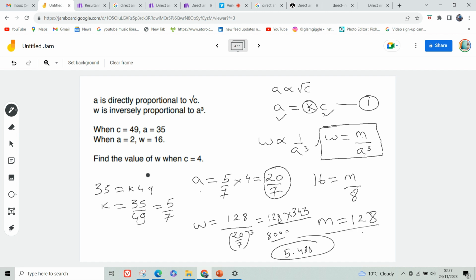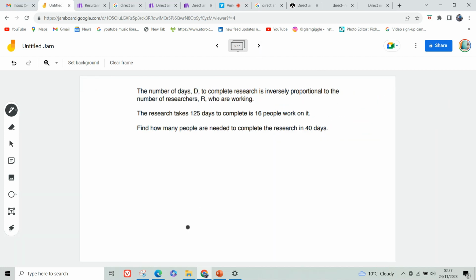This was a bit tricky question. There were two equations given. So what we first did is we found the value of A from the first equation, then substituted that value in the second equation to find the value of W. Good. Now moving on to the next question.